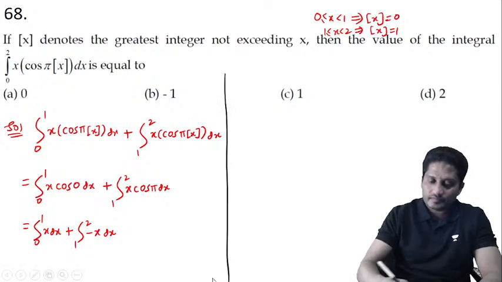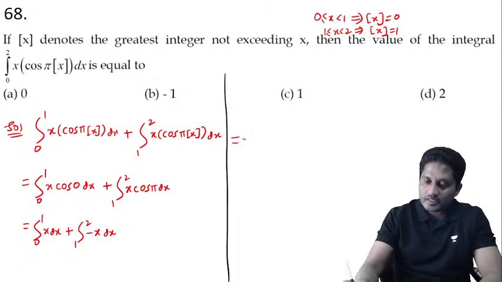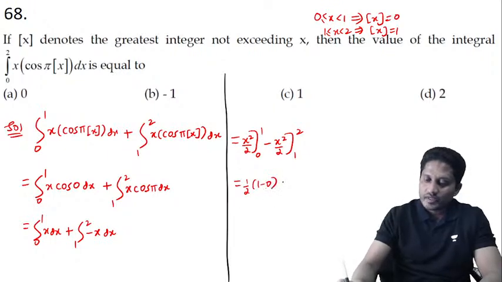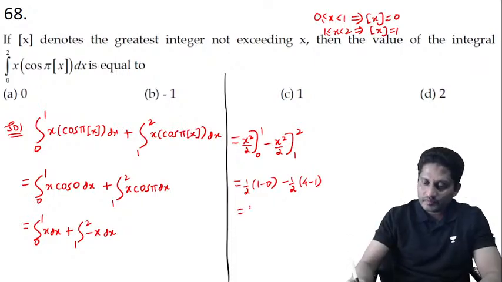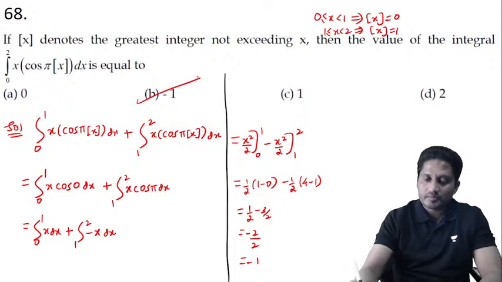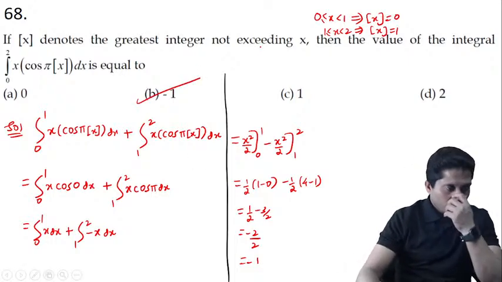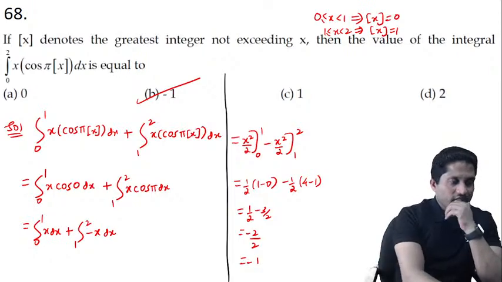Now if I integrate, integration of x is x square by 2 between the limits 0 to 1, and integration of x is x square by 2 between the limits 1 to 2. So this is equal to half of upper limit minus lower limit, minus half of 2 square is 4, minus 1. So this will be equal to 1 by 2 minus 3 by 2, which is minus 2 by 2, equal to minus 1. Answer is option B. Hope this is clear guys. Let's move to the next question.